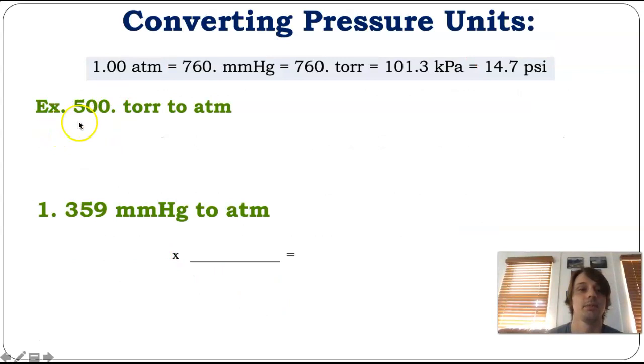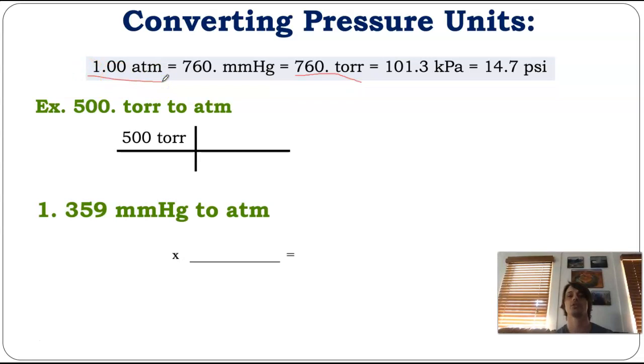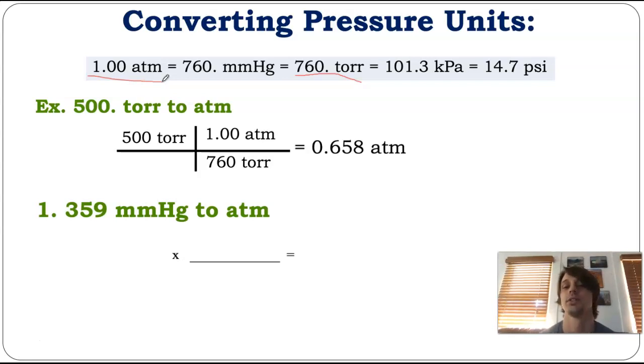Here's example number 2. I'm going from 500 torrs to atmospheres. So I find torrs right here, and I'm going to atmospheres. So I start with 500 out front. Torrs goes on bottom, 760. I'm going to atmospheres. 1 atmosphere goes on top. So would I multiply or divide? Hopefully you say divide. And you get 0.658.